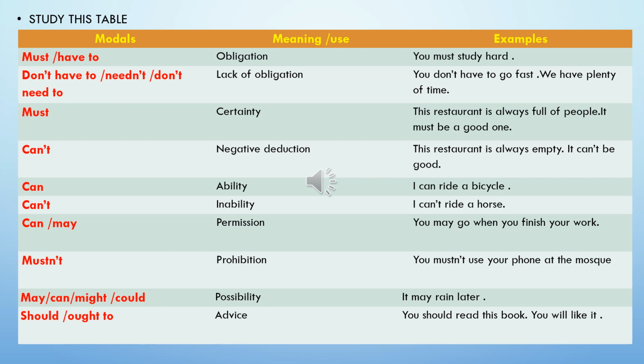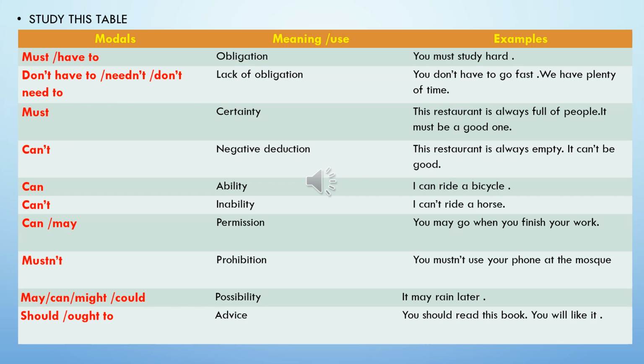And concerning the other ones, can, can't, may, we are going to do them next time. Okay, and now we move to mustn't, sorry, mustn't. So concerning mustn't, it's not the opposite of must. Just to understand this, it's not the opposite. It means prohibition, which means when you are not allowed to do something.